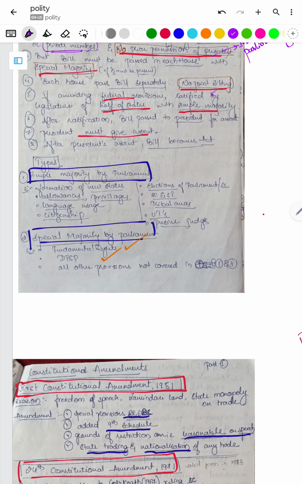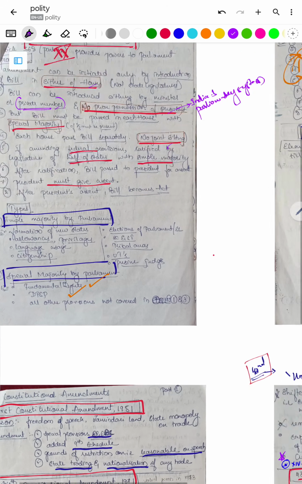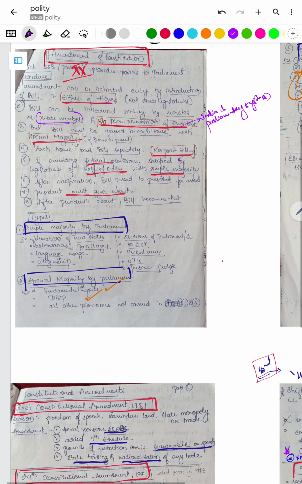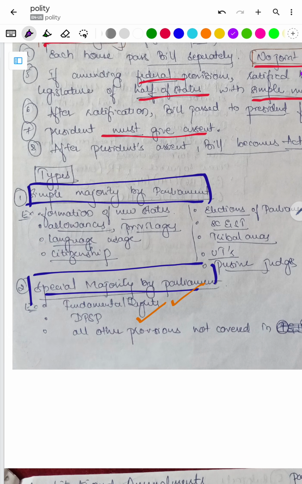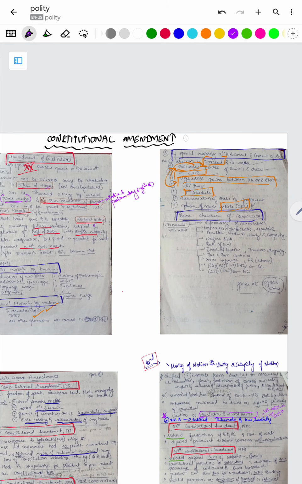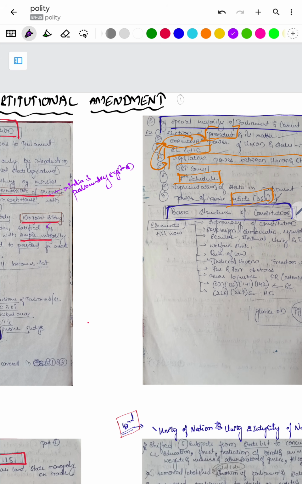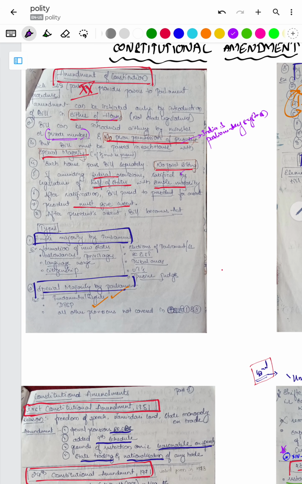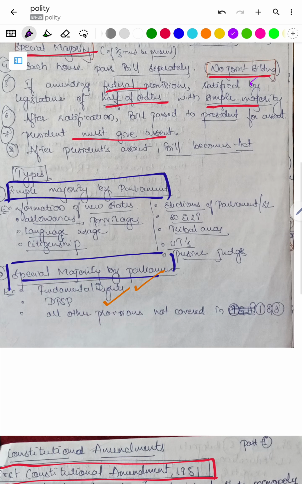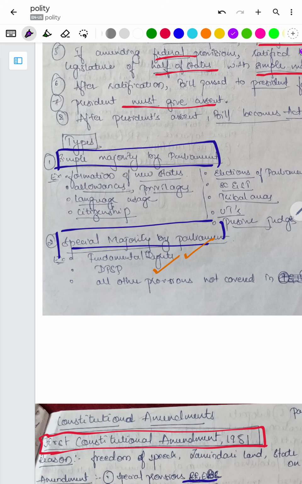Next, coming to the types of special majorities. Types of majority. Okay, this is a somewhat different topic. This is where the simple majority comes into the picture, and the special majority. Special majority by Parliament and consent of the states. It would be asked in such a question, for which of the cases it would come in. This is also an important thing to keep in mind from the exam point of view.